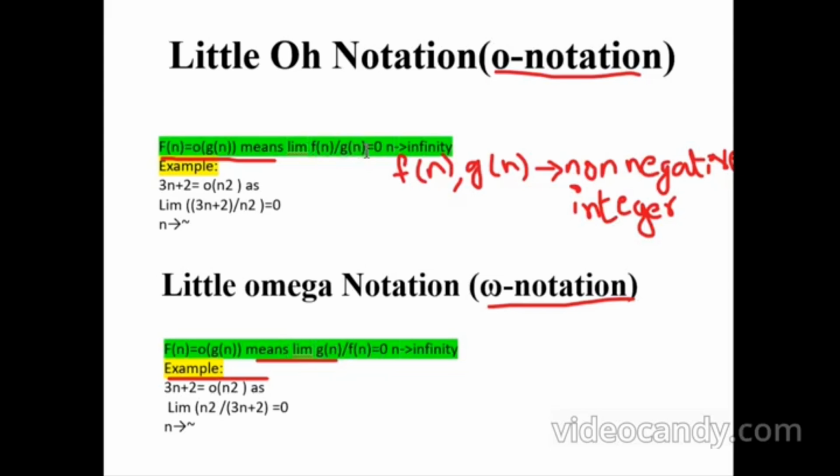Previously f of n by g of n was 0. So here it gets reversed, n is the infinity value. We'll see the same example. Limit n tends to infinity, n square means g of n, by 3n plus 2 which is the f of n, is 0. Thank you.